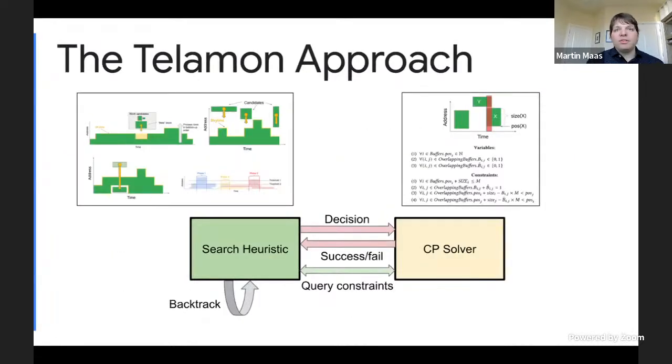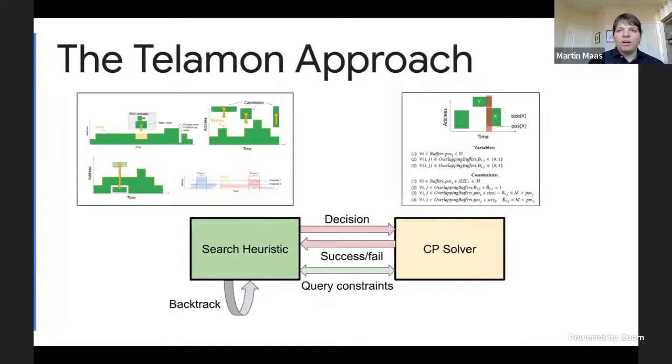Now, this approach doesn't use any machine learning yet, but what it does is it combines heuristics and CP solvers in a way where they run in a loop. So the heuristic makes one decision, so it places one buffer. It communicates the decision to the CP solver, the constraint programming solver, which will then update all of its constraints and decide whether the problem just became unsolvable. If it became unsolvable, it communicates back to the heuristic that it should stop and try something else.